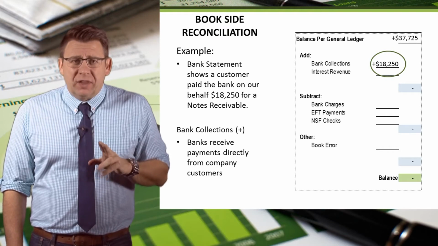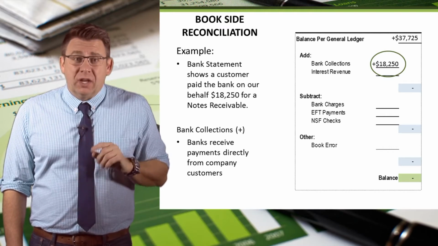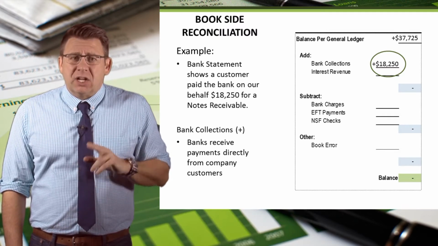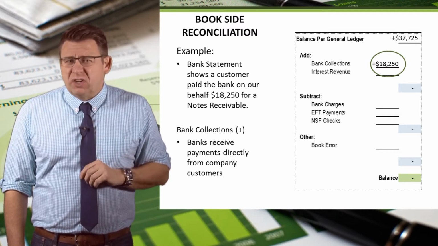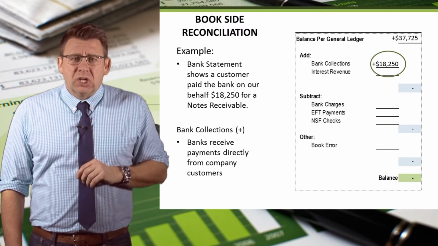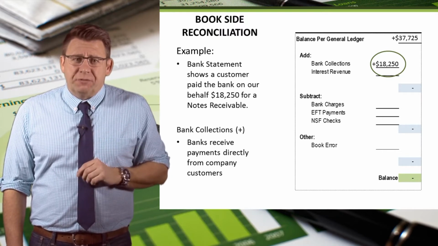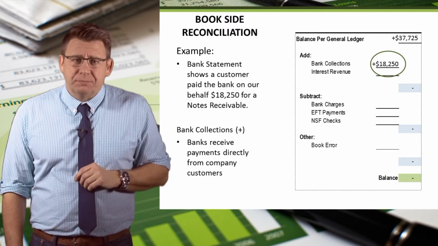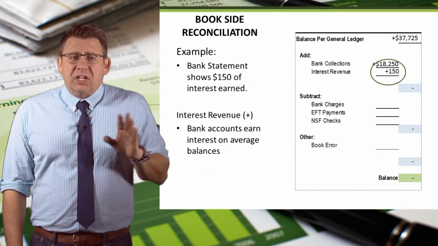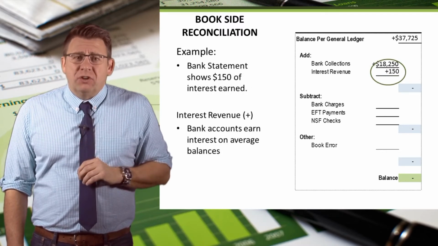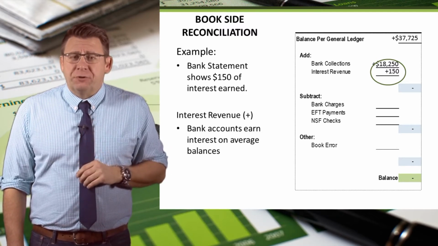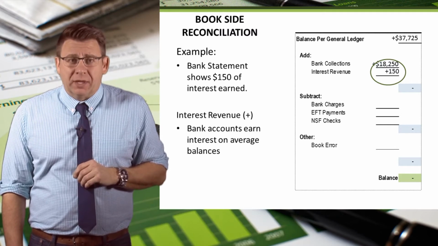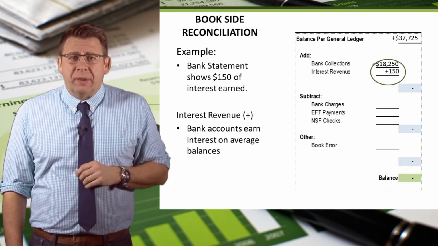It is common that customers could send money to the bank directly on our behalf. Let's also assume it is a collection of a notes receivable. So we would add $18,250 to the book balance because it was added to the bank balance. Let's also assume that the bank statement shows interest earned of $150. We would add $150 to the book balance because it was added to the bank balance.